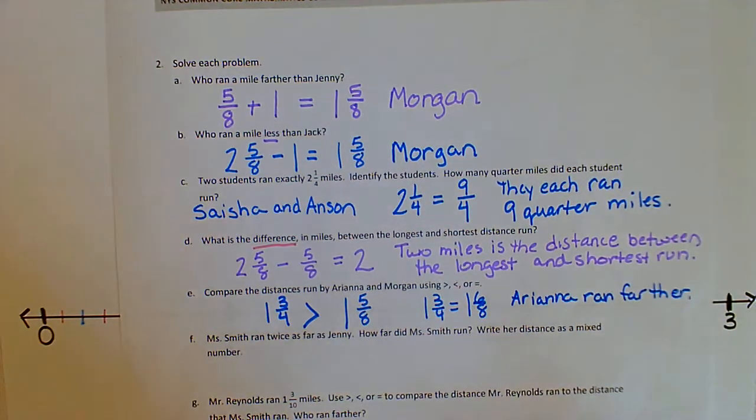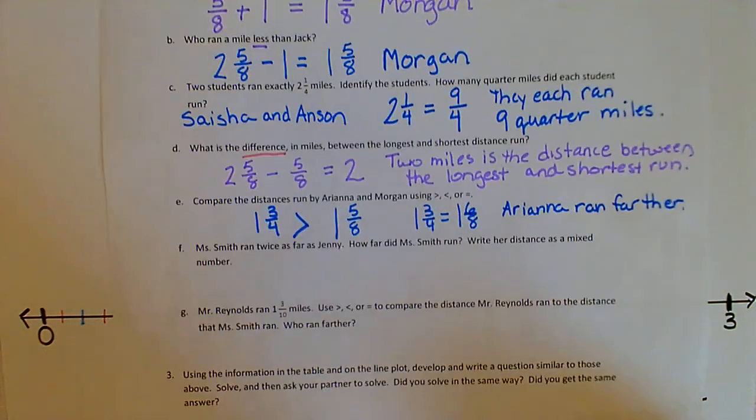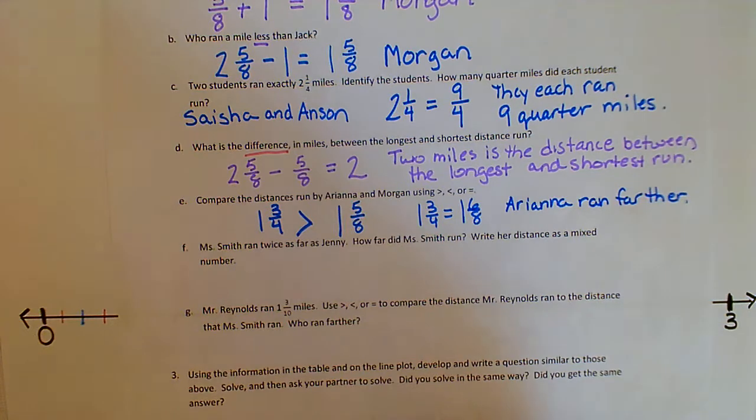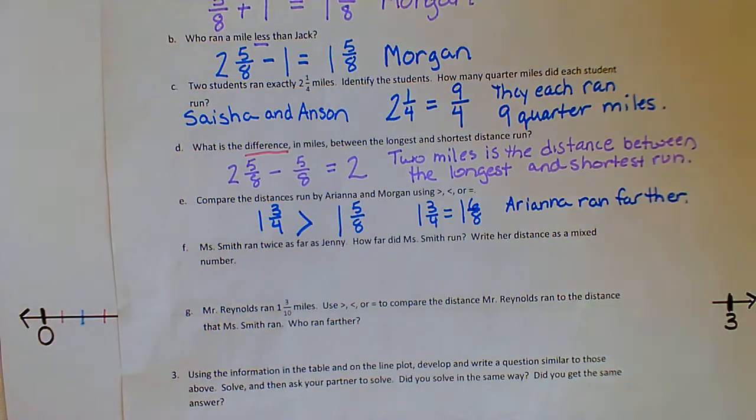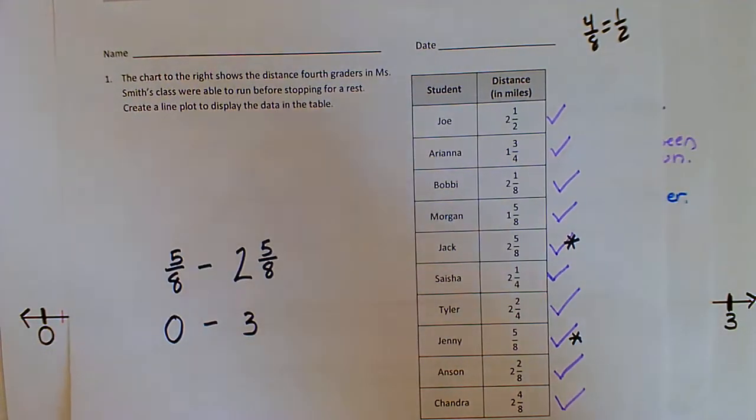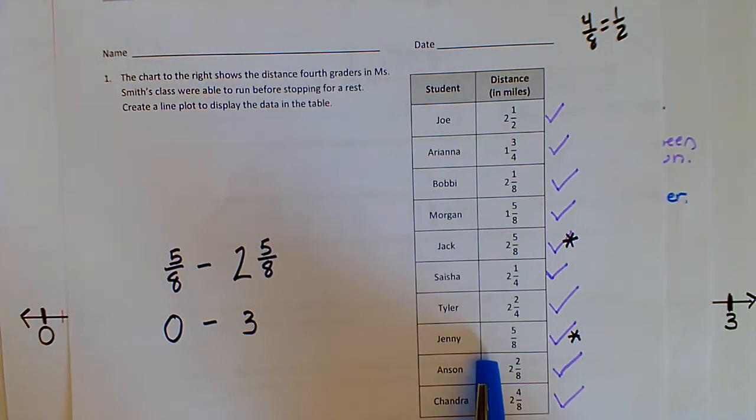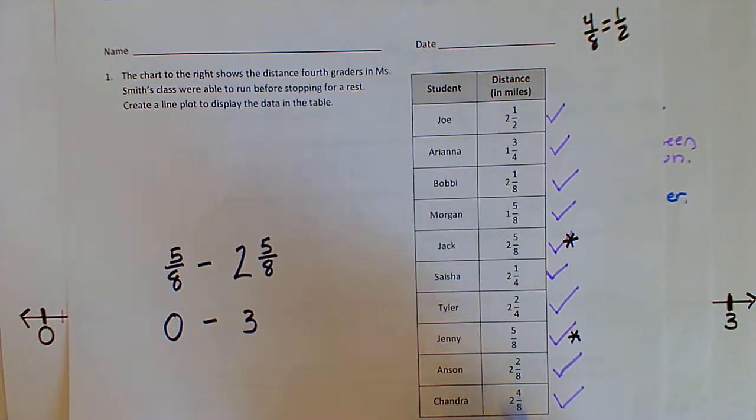Okay, next problem. Miss Smith ran twice as far as Jenny. How far did Miss Smith run? Write her distance as a mixed number. So first we have to go and figure out how far Jenny ran. And Jenny, where is she? Jenny is the one who ran only 5/8 of a mile.